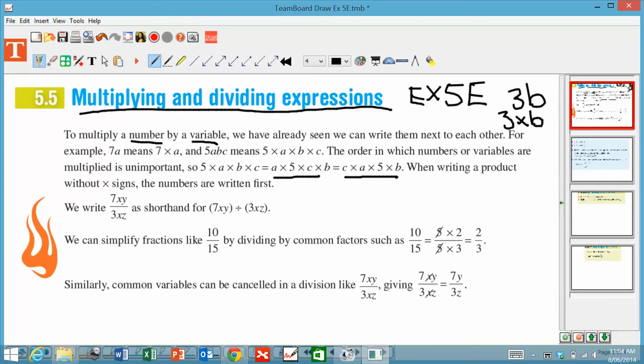We write 7xy over 3xz as shorthand for, and that actually means, remember, this little sign in here is a division sign, the vinculum. We've done that in fractions, it means that divided by that. So 7xy divided by 3xz. So that could be written the same as this, 7xy divided by 3xz. That's another way that it could look.